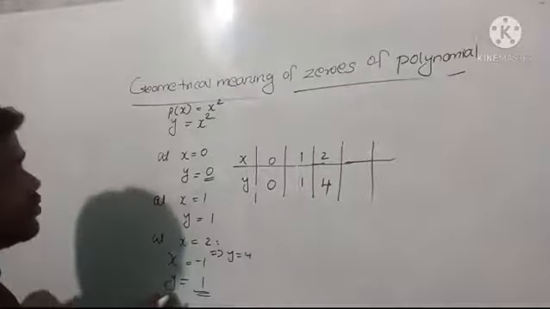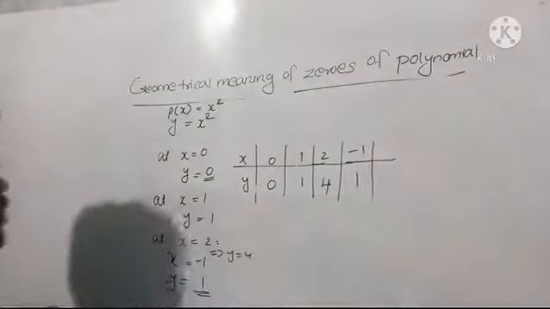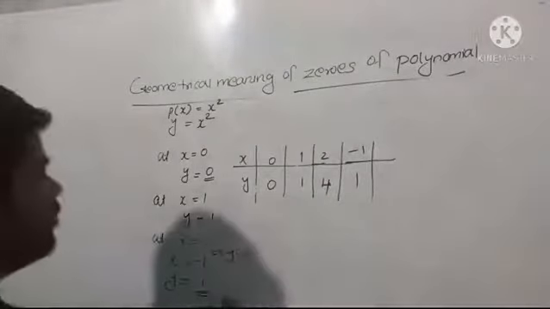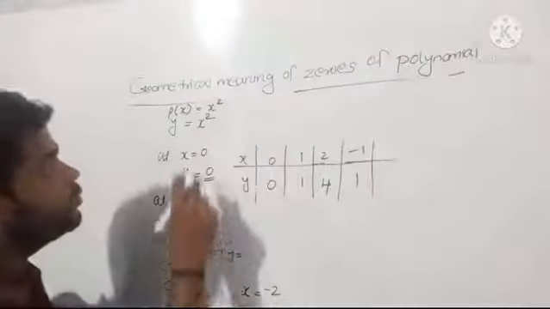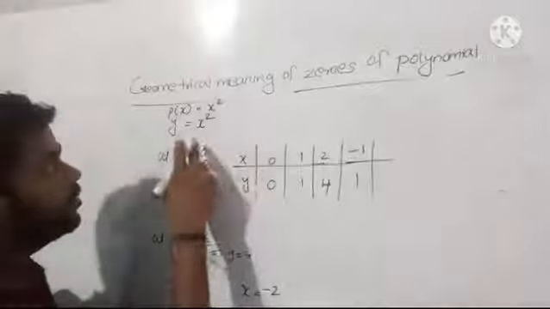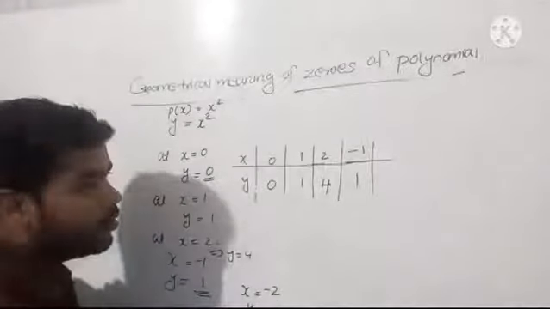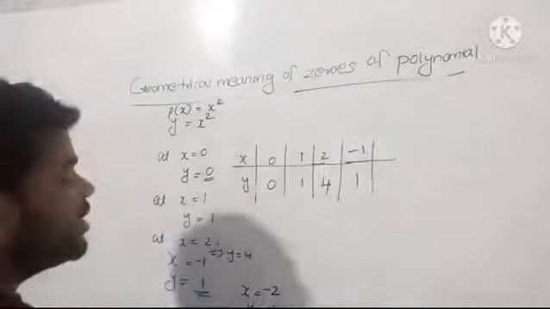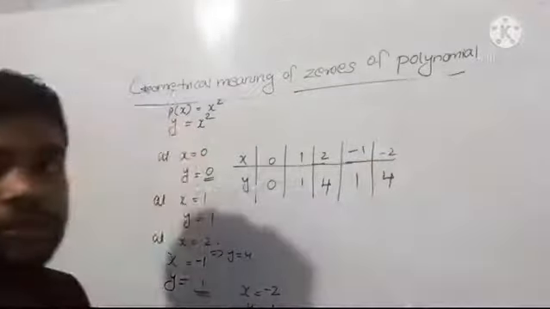So x equal to minus 1, y is equal to 1. Then we can substitute x equal to minus 2. At x equal to minus 2, y is equal to minus 2 the whole square. Minus 2 whole square is 4. So x is equal to minus 2, y is equal to 4.